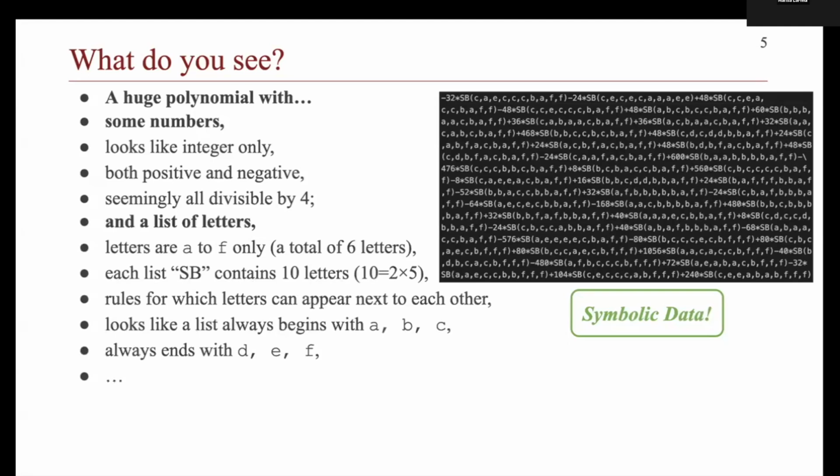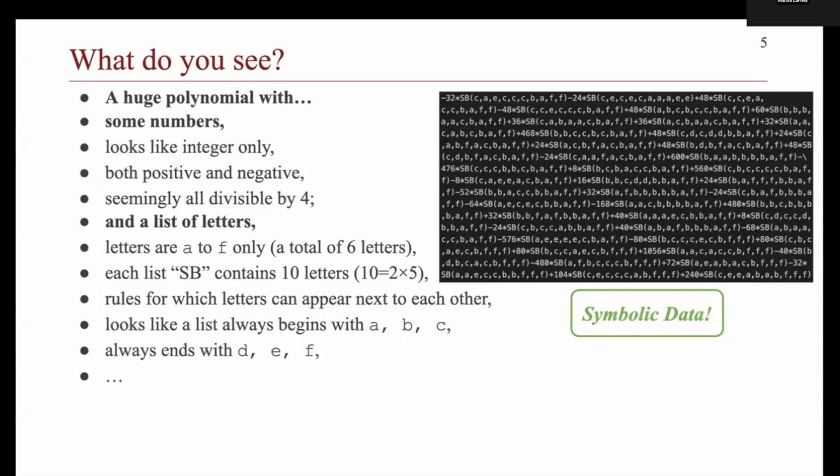And we also see a list of letters. If you stare closely, you will see the letters are only from A to F, so in total there are only 6 letters. And if you do the counting very carefully, you will see that in every list, there are exactly 10 letters. And magically, 10 equals 2 times 4, 2 times 5. Okay, very magic.